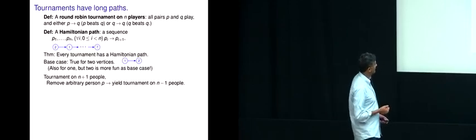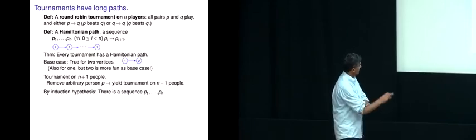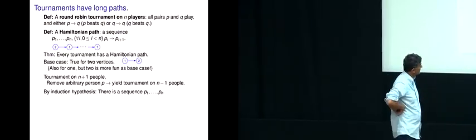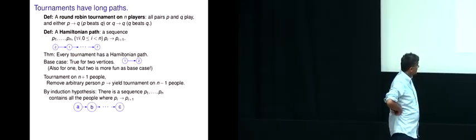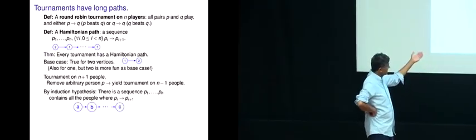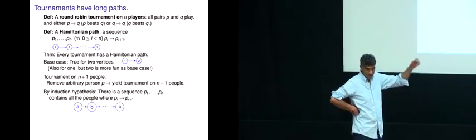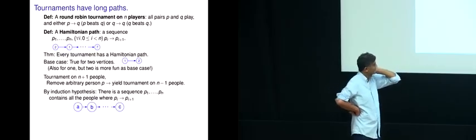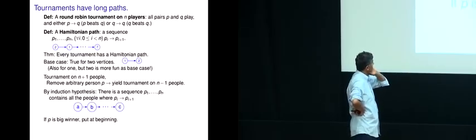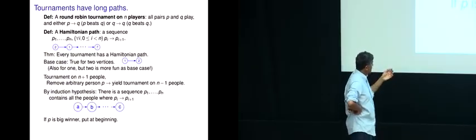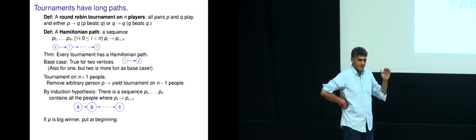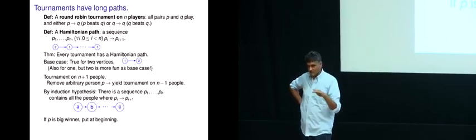Okay, so on this tournament on n people, there's a sequence P1 through Pn that contains all the people. It looks like this: A to B to C. It just goes, right? By the induction hypothesis. Okay, now let's think about this person P. It could be that he's just better than everybody.